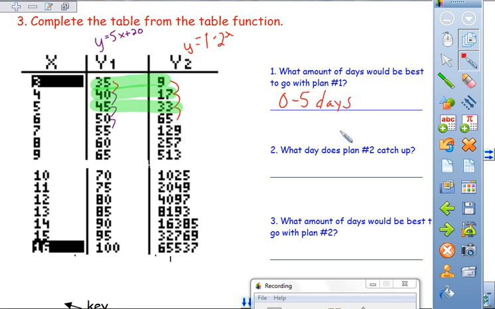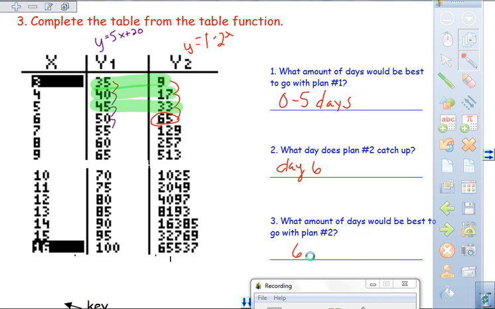In number 2, when does plan 2 catch up? Well, that would be on day 6, because all of a sudden it's at $65 versus the $50. What amount of days would be best to go with plan 2? So 6 days and up.